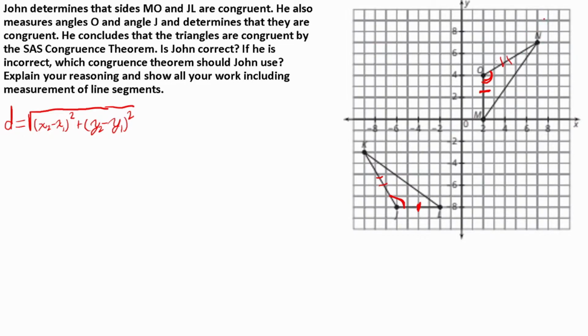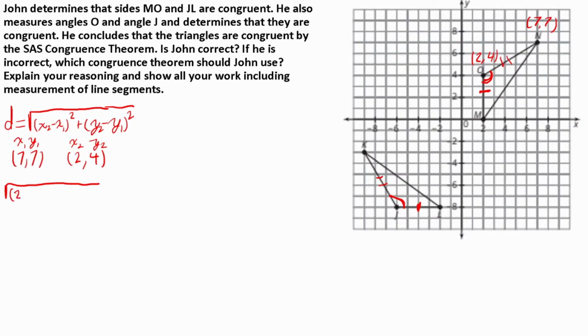So let's do it for NO first. N is at 7, 7. And O is at 2, 4. Right? And those are our first sets of points here. So I'm going to list them. 7, 7, and 2, 4. And we can label them x1, y1, x2, y2. And then we can plug it in. And we get rid of the d equals here. We're just going to substitute things in and then get a number.